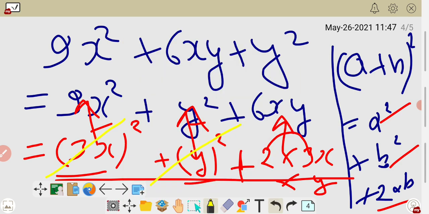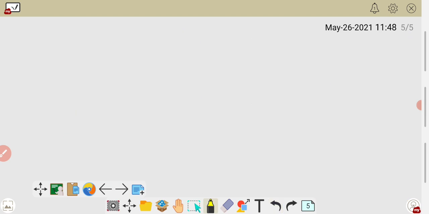a square plus b square plus 2ab is always equal to (a plus b) whole square, or not? So you write here (a plus b) whole square. a is 3x and b is y, so you write here (3x plus y) whole square. Whole square means you have to multiply by 2, so you have to write it 2 times. Okay, it is a cheating which you are doing with the help of the formula.